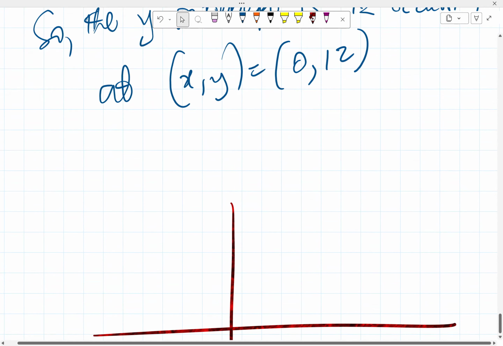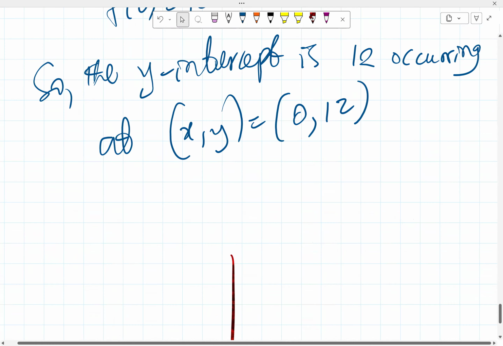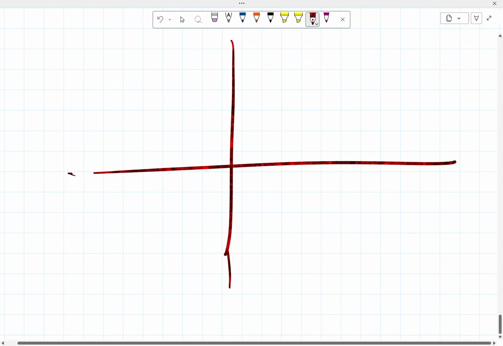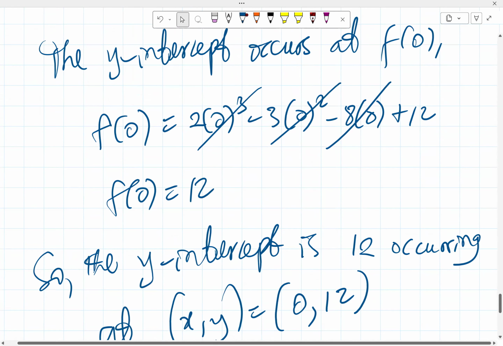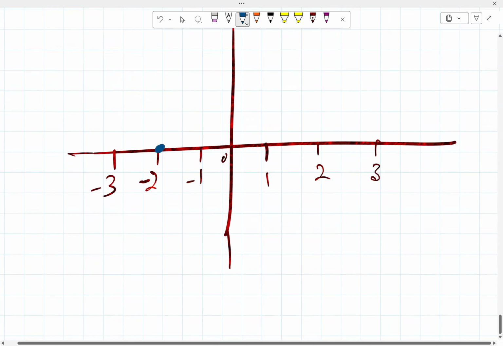So we have this, and we know there are three solutions: -2, 3 over 2, and 2. So let's say this is 1, 2, 3 on the negative side. Then here we have 1, 2, 3 on the positive side. This is the origin 0 right here. So we have -2, 1.5, this is 1.5 right here, and of course we have 2.